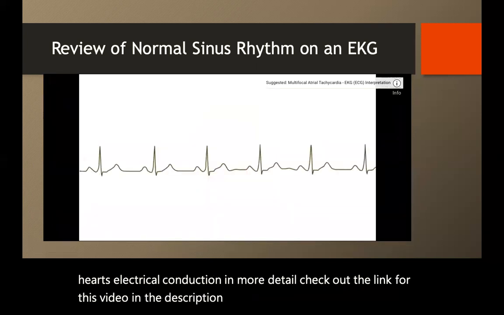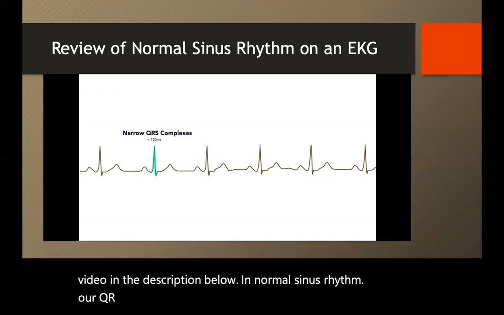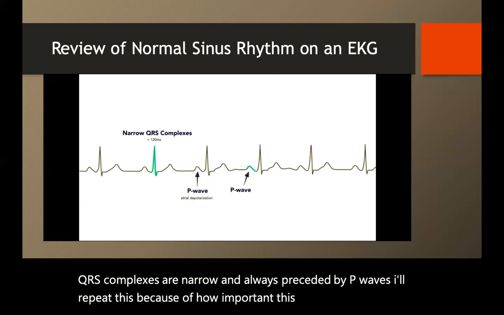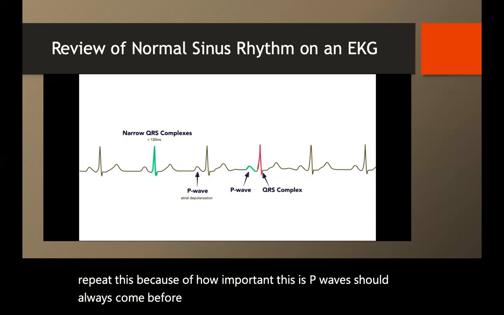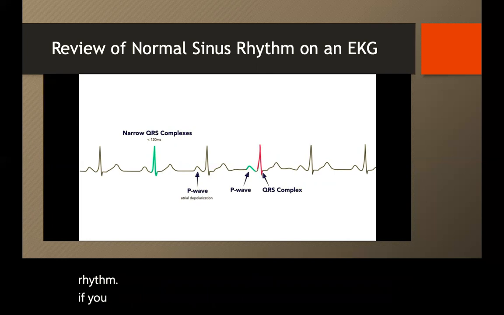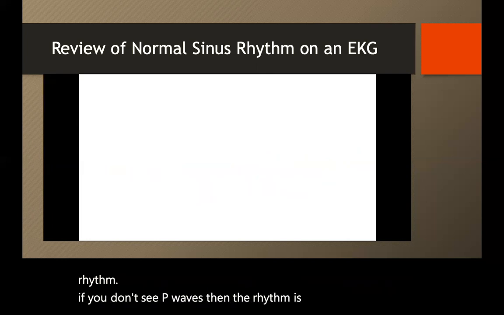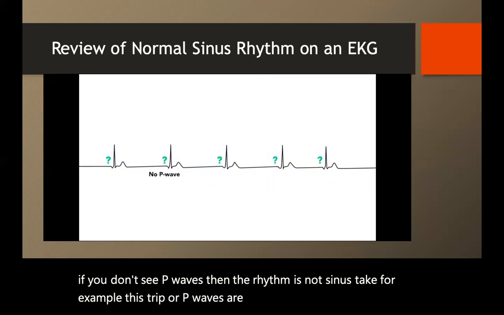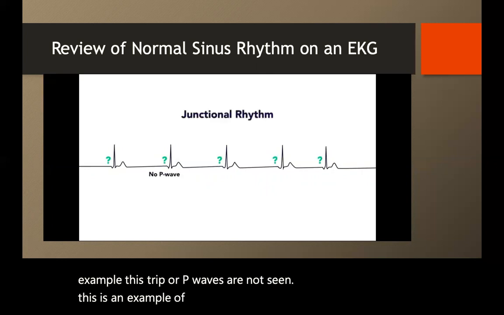In normal sinus rhythm, QRS complexes are narrow and always preceded by P waves. I'll repeat this because of how important this is. P waves should always come before QRS complexes. This is what defines a sinus rhythm. If you don't see P waves, then the rhythm is not sinus. Take, for example, this strip where P waves are not seen. This is an example of a junctional rhythm where the pacemaker is not coming from the sinoatrial node.